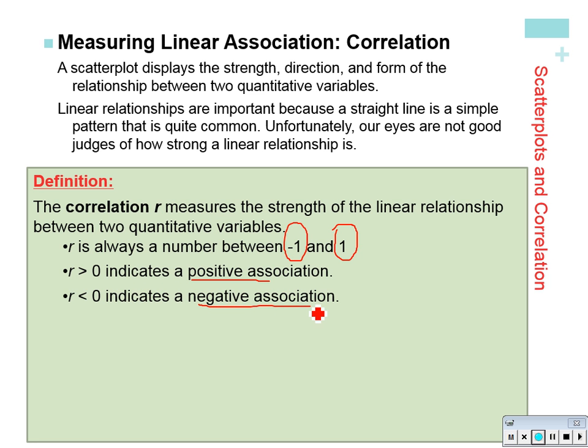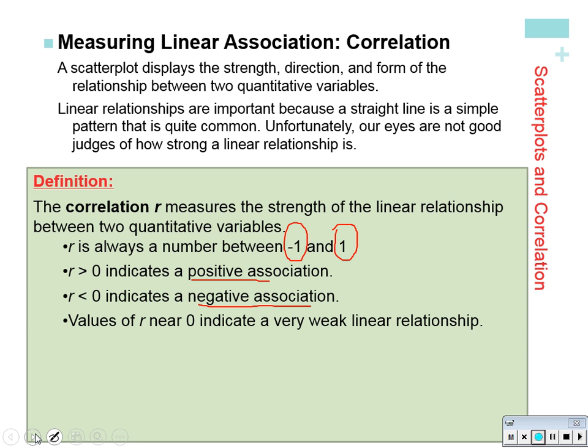Just remember what we mean about positive and negative association. So a positive association is as one variable increases, so does the other. A negative association would be as one variable increases, the other variable decreases. So just some other things, okay?